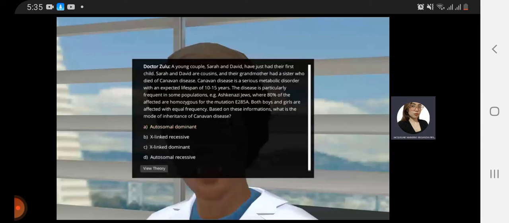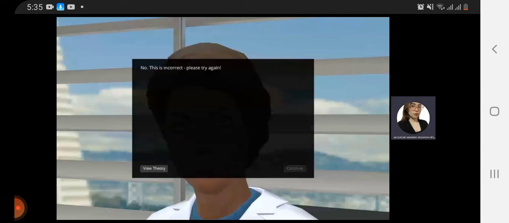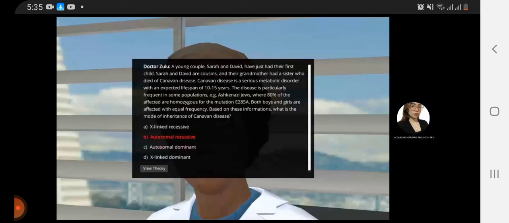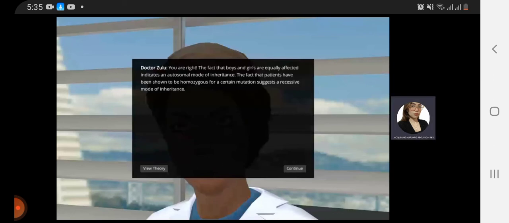Based on this information, what is the mode of inheritance of Canavan disease? No, this is incorrect. Please try again. You are right. The fact that boys and girls are equally affected indicates an autosomal mode of inheritance. The fact that patients have been shown to be homozygous for a certain mutation suggests a recessive mode of inheritance.